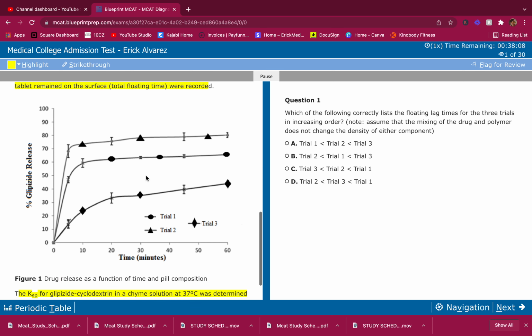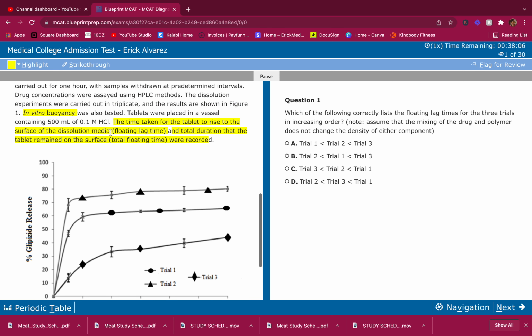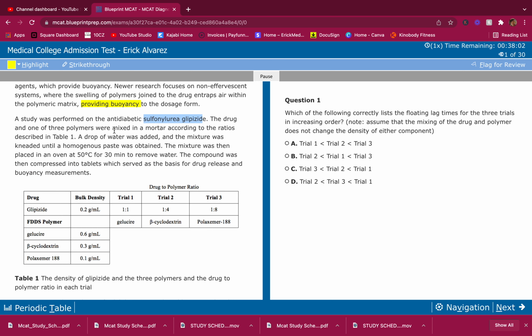Now, tell me this, guys. They want to know the floating lag time. How long does it take to float to the surface? What's going to take longer to float to a surface? Something lighter or something heavier? What do you think? Something more dense or something less dense? You're right, okay. The one that's less dense will float the quickest. The one that's the most dense will take the longest time to float.